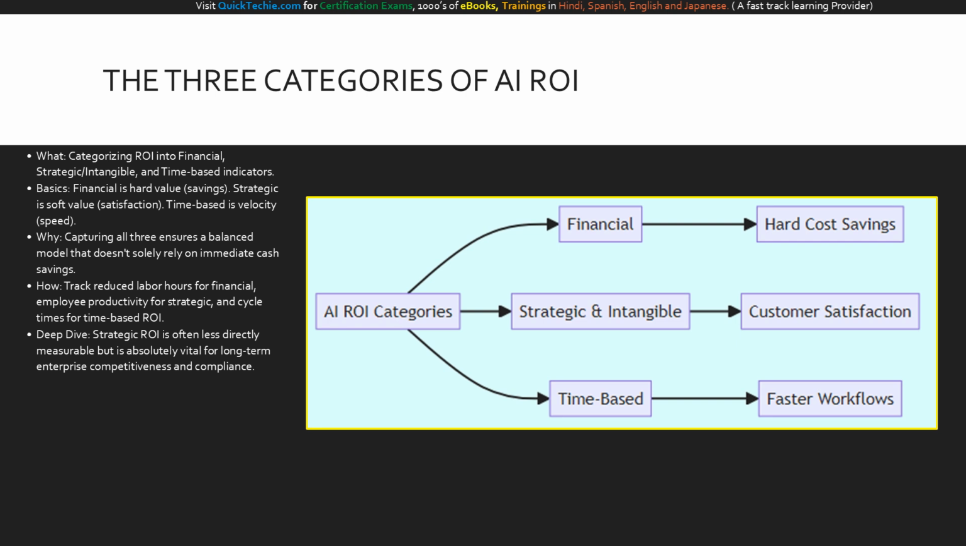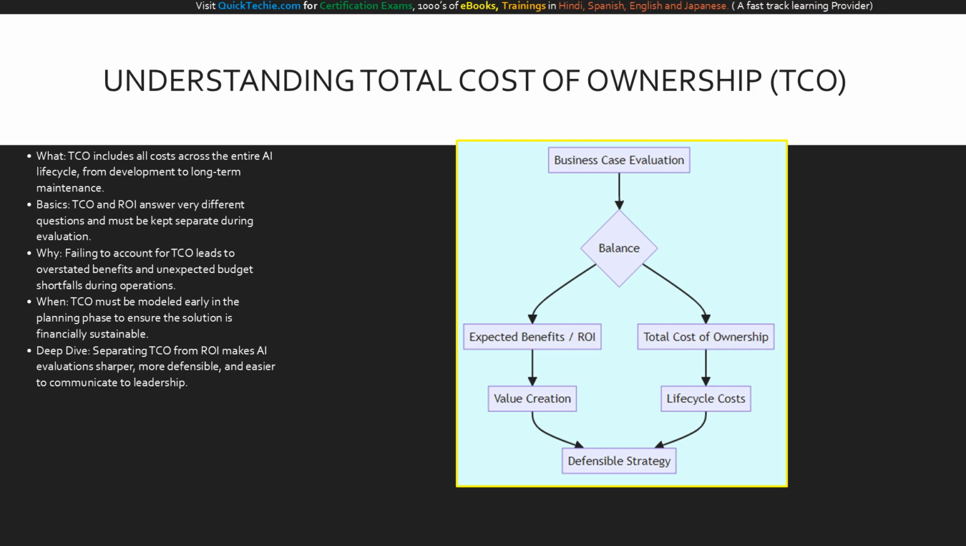Now we turn our attention to the cost side of the equation, understanding total cost of ownership, or TCO. What is TCO in the context of AI? It encompasses all costs across the entire AI lifecycle, not just the initial build. The absolute basic rule here is that TCO and ROI answer very different questions. ROI asks, what value are we creating? While TCO asks, what does it truly cost to build and sustain this?